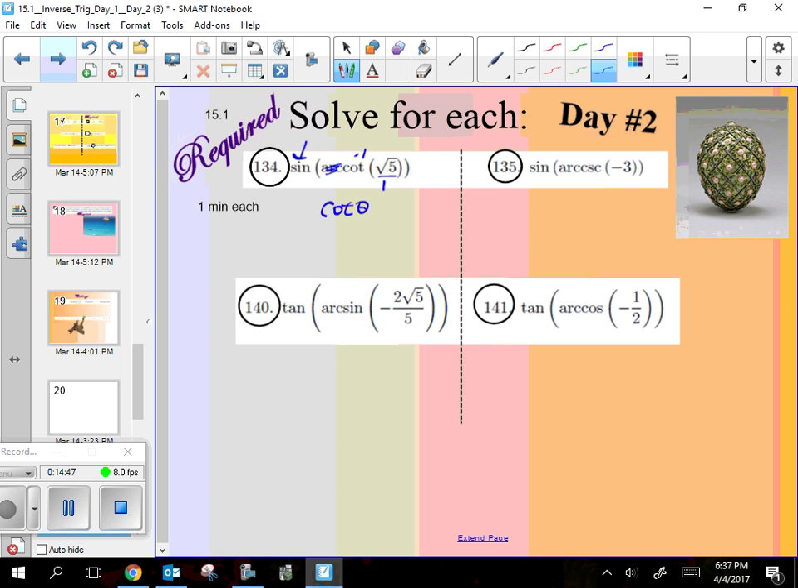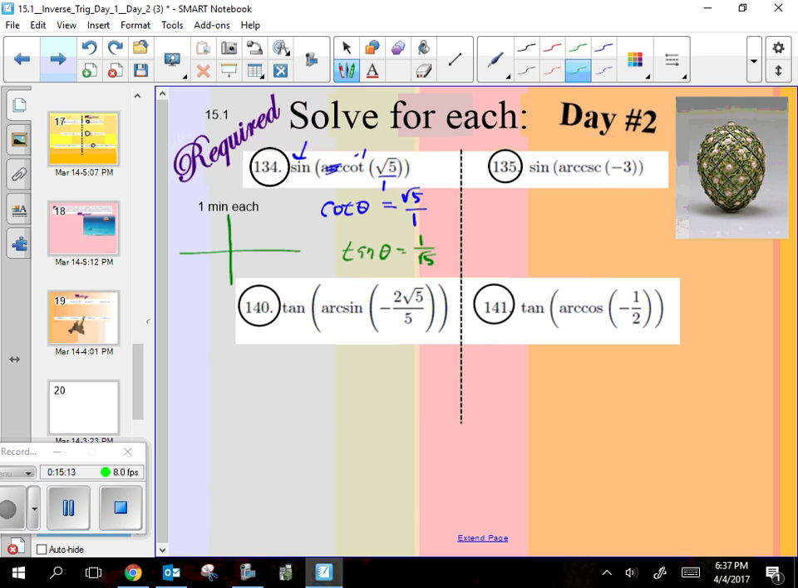Cotangent of some angle is √5 over 1. Now, wait a minute. It's cotangent. I told you guys whenever you had one of those sister functions that you should object and say, I'm not going to do cotangent. I'm going to do its sister function. The sister function for cotangent is tangent of the angle is, and then you've got to flip it, 1 over root 5. Now I draw my little picture.